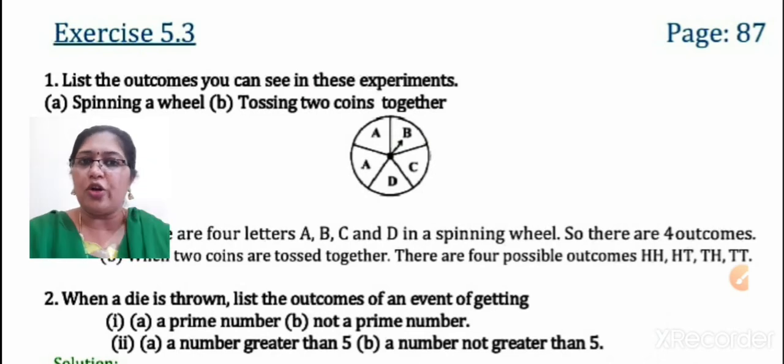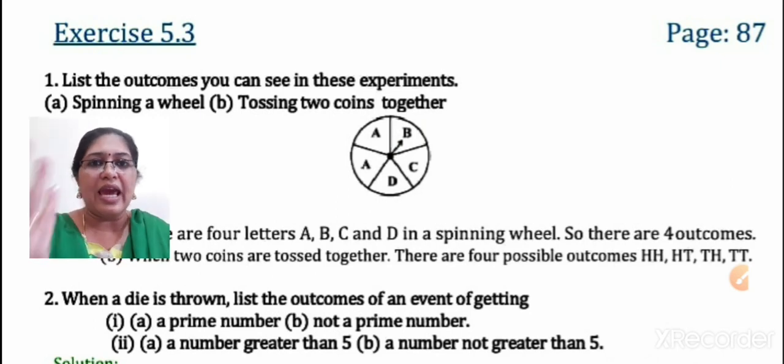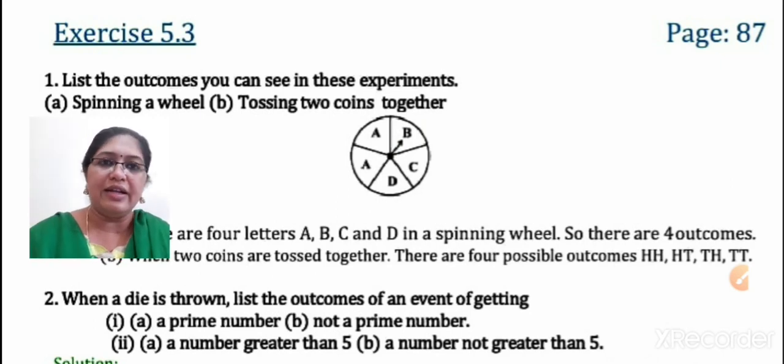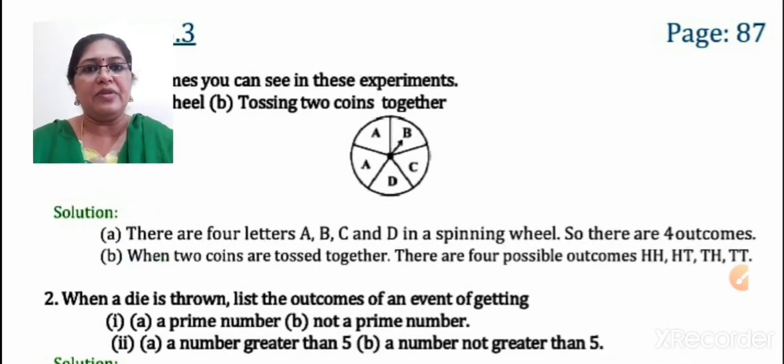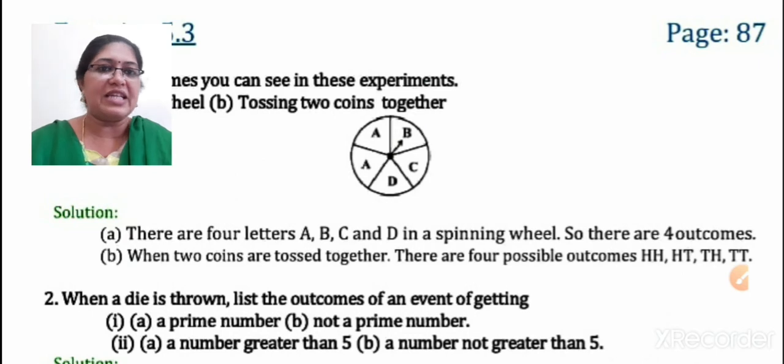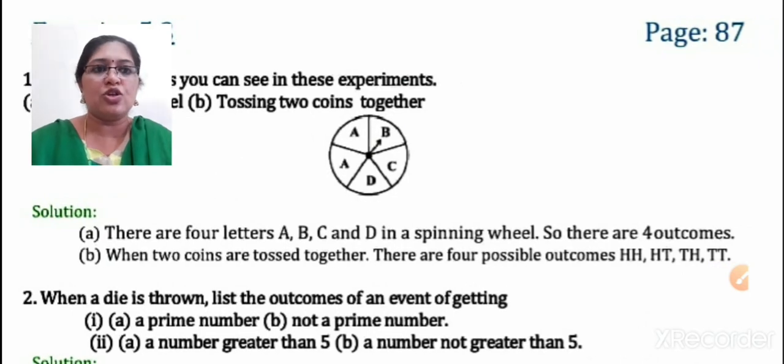When you rotate the spinning wheel, what will be the outcomes? What can be the answers? It can come as A, or B, or C, or D. So the outcomes are A, B, C, D. Four outcomes. See here the answer: there are 4 letters A, B, C, D in the spinning wheel, so there are 4 outcomes.